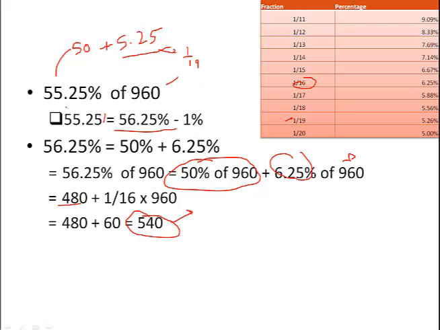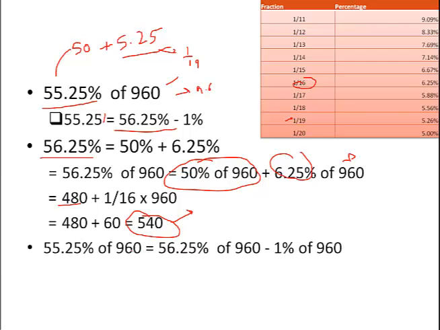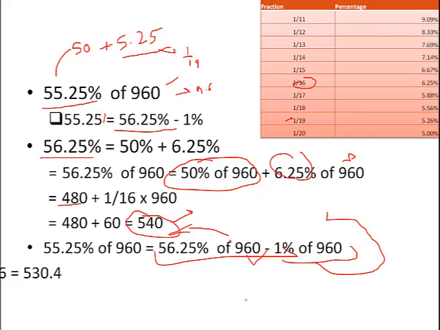The exact answer is 530.4. Okay, you have calculated 56.25, so there is a loss of 1%, and 1% is very easy to calculate. What would be the 1% of 960? 9.6. Now you just do the 9.6 adjustment, that is subtract 9.6 from 540, and 9.6 is a 1%, so 540 minus 9.6 would be 530.4, your exact answer.